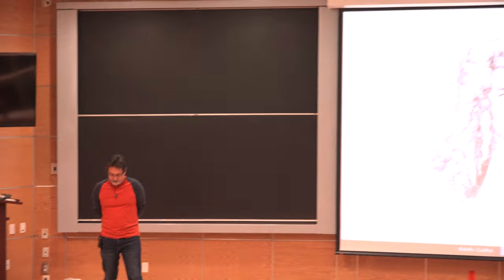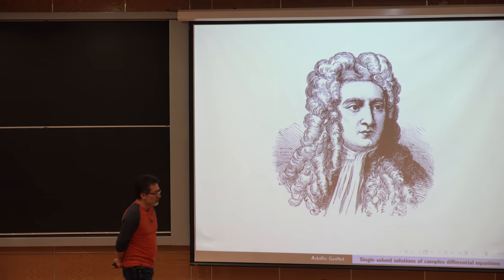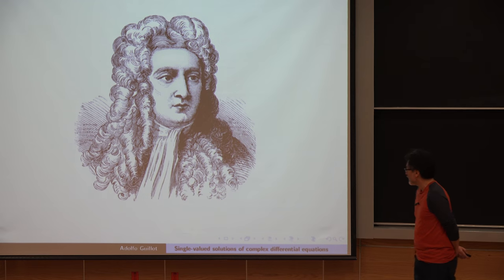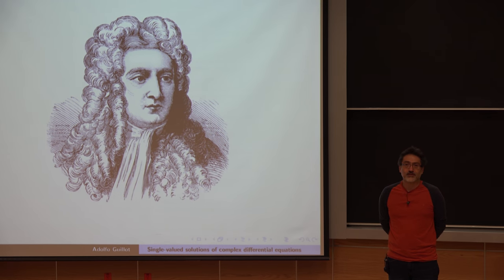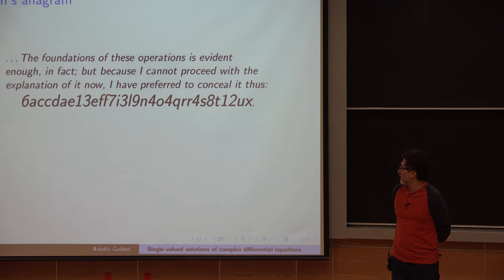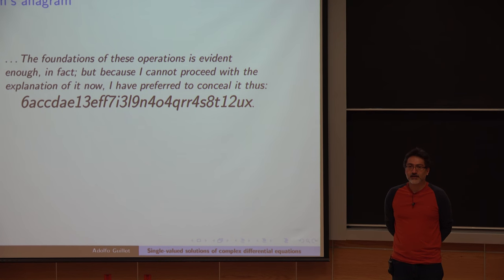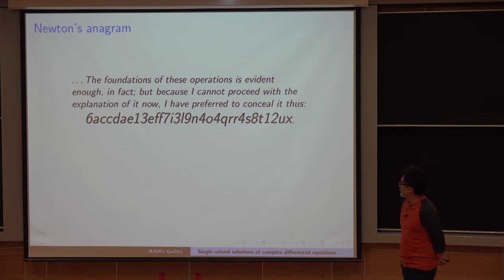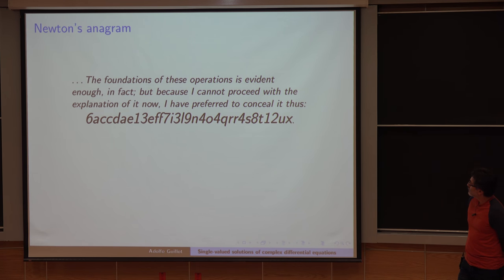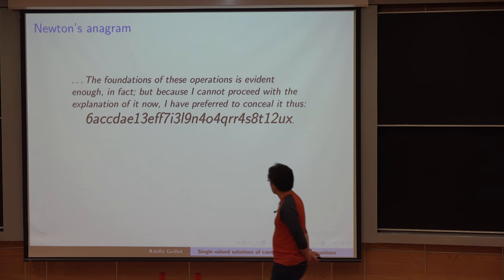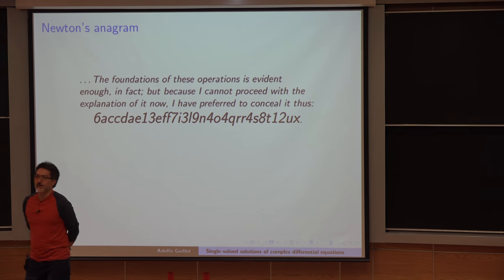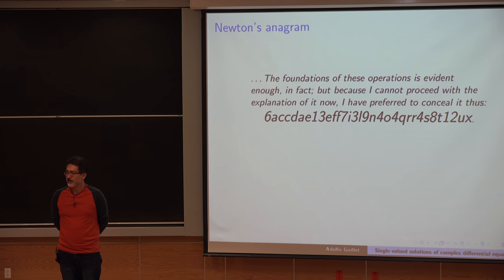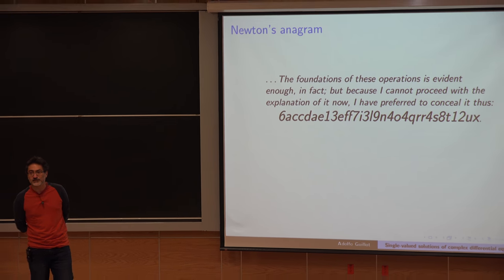This is the beginning. So Newton was investigating lots of things about physics, optics, and then he found something that he thought was very, very important, and he wrote about it. He was telling us about something, and then he says about his research, the foundations of these operations is evident enough, in fact, but because I cannot proceed with explanation of it now, I have preferred to conceal it. Thus, he gave us a secret. He gave us instructions, but he concealed these instructions.